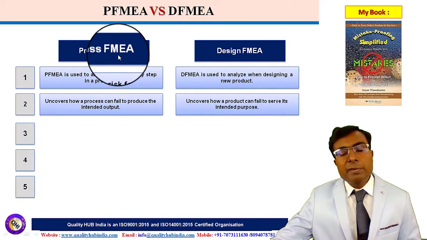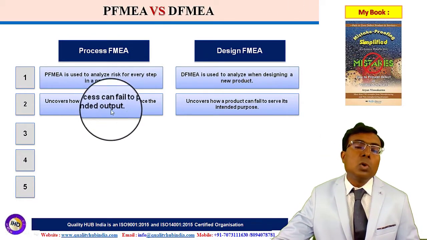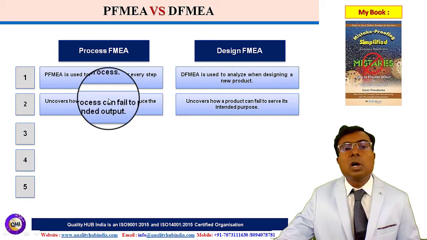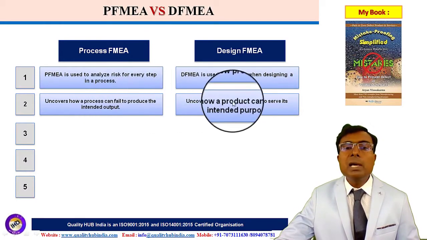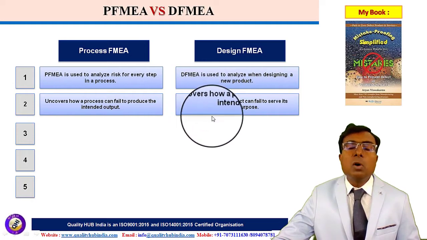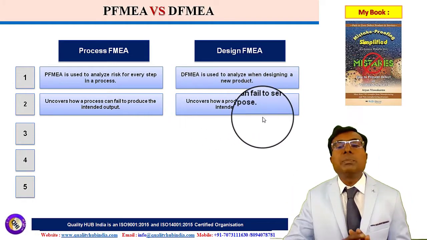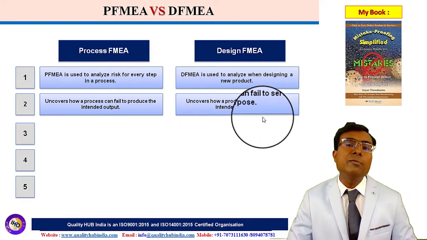So here in process FMEA, we are talking about the failure which could go wrong during the process of manufacturing or in the process of service delivery. Whereas in design FMEA, we are talking about the failure that could happen in the product as a whole in terms of fitment, form or function.